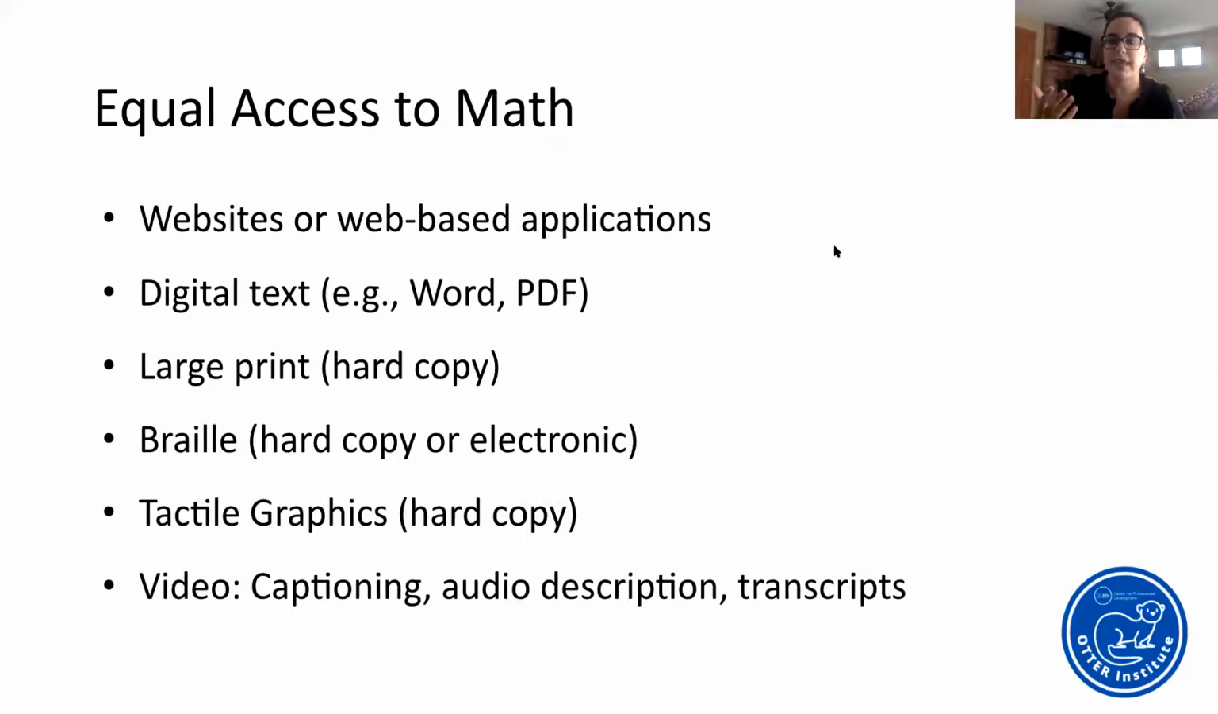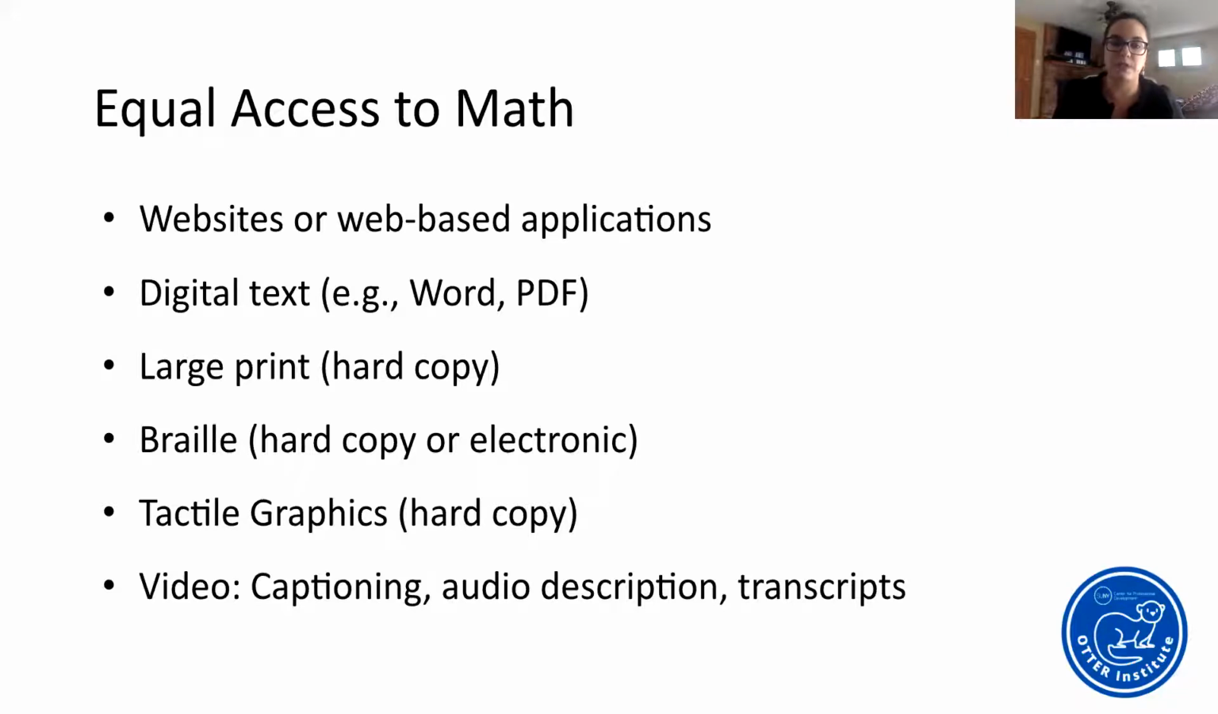So equal access to math can be achieved in various ways. It can be online, and Ed will talk about this later on, how programmatically math can be accessed. It can be accessed through digital text. So through Word documents or PDF documents, if created accessibly, it can be accessed by these various assistive technologies, right?